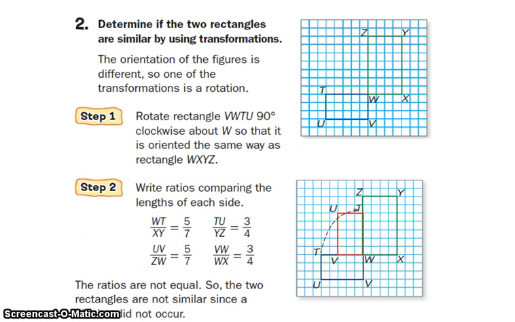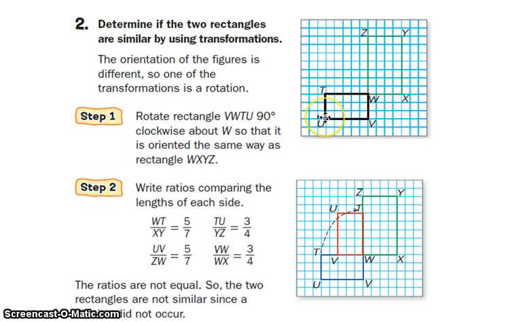Let's look at example 2. Determine if two rectangles are similar by transformations. Okay, this one is going to involve a rotation. So what we can do, let's take this shape right here, and we're going to rotate this smaller rectangle around point W. Point W is going to stay the same. It's like we're putting a pin right there in W. And we're going to rotate it so that it's oriented the same way.